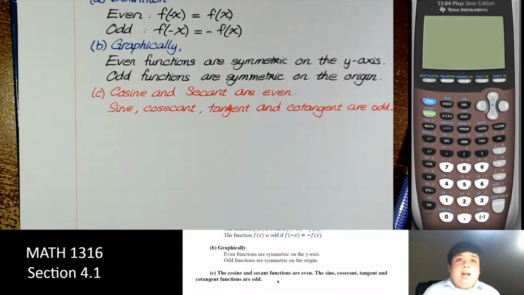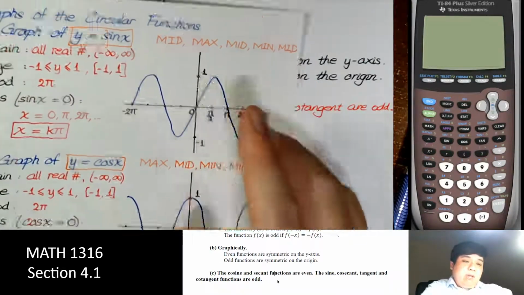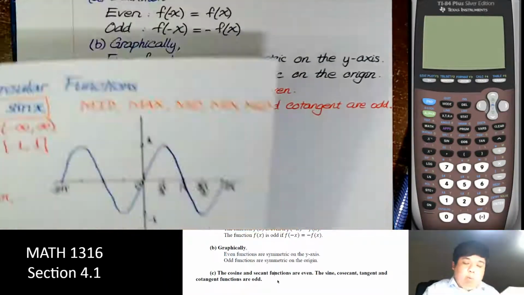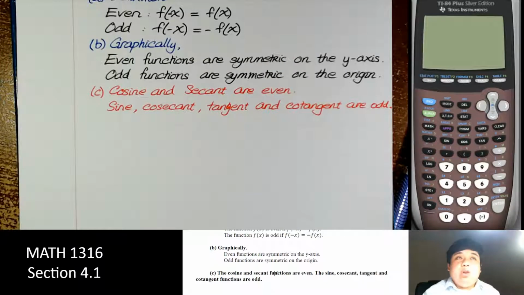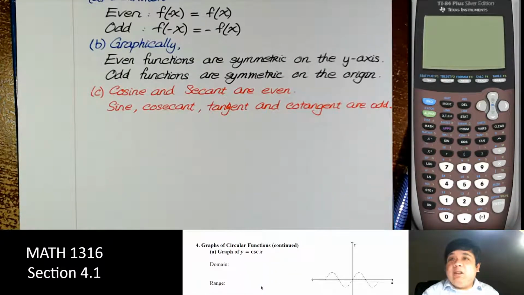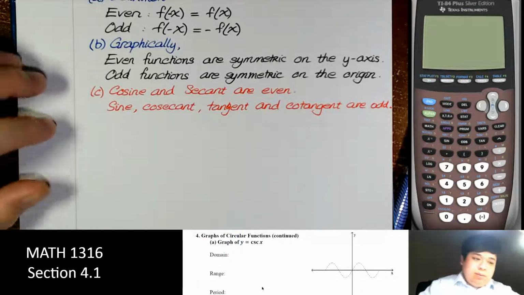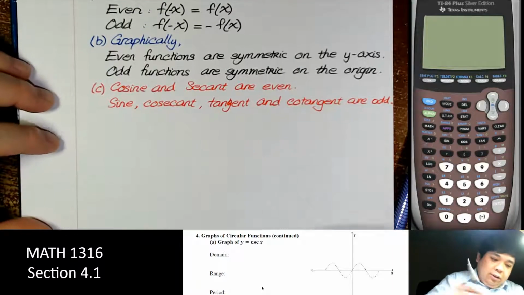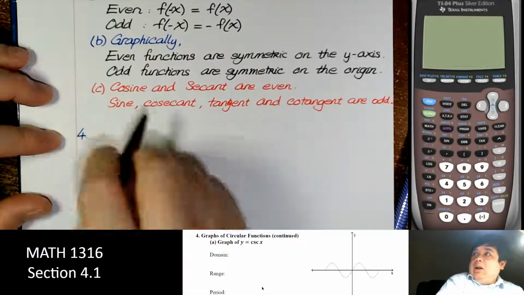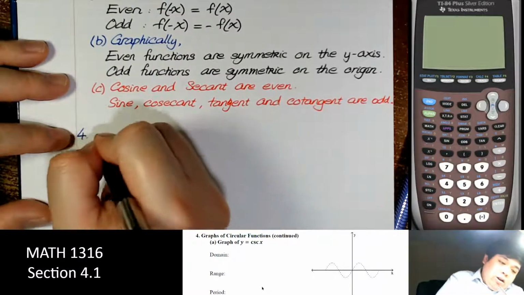And because of that, when we have a function, we can see that there's kind of symmetry. So it's easy to graph if there's symmetry to it. For now, graph a circular function.